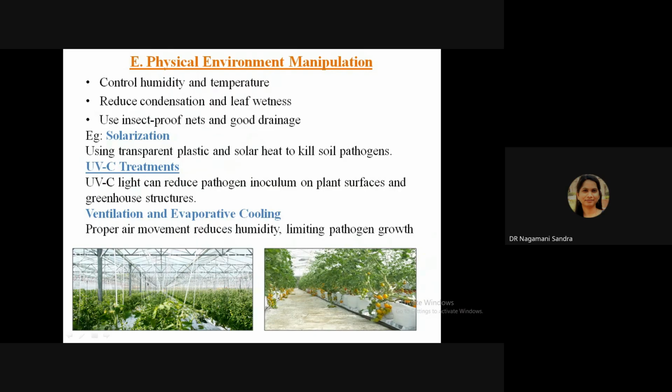Another one is ultraviolet treatment, that is UVC within the range of 100 to 280 nanometers. It also helps in reducing the pathogen inoculum on the plant surface, along with ventilation and evaporative cooling. These are the environment manipulation techniques we can follow to reduce the pathogen inoculum.